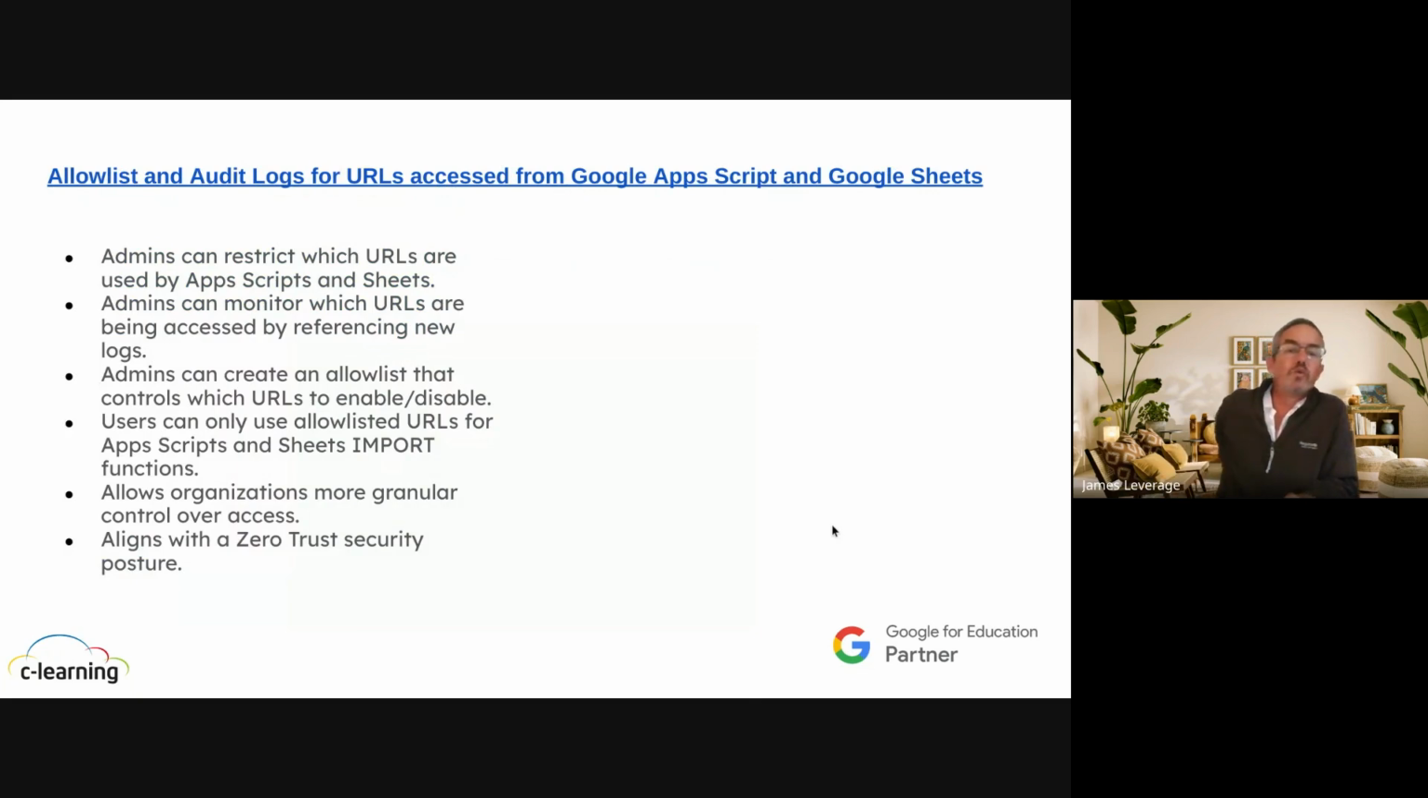This one is to do with basically app scripts and sheets. So you as an admin can control the URLs in particular which are being accessed using the app script. So you can create an allow list to either enable a URL to access it or disallow it. This, as Google say, is taking a zero trust security posture, so that you're saying, I'll allow that URL, I'm not going to allow that URL. So again, control of your data.